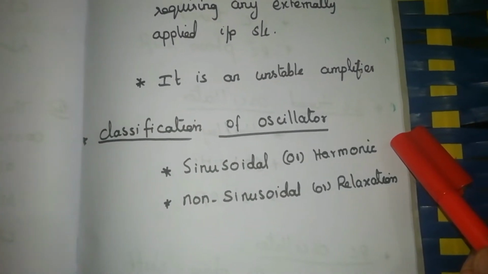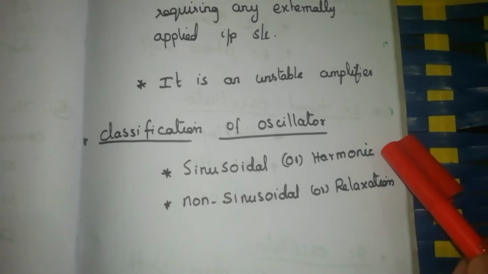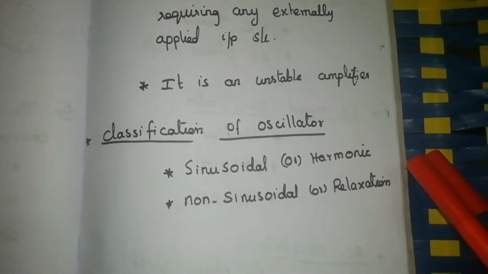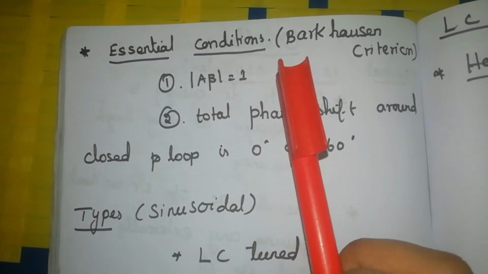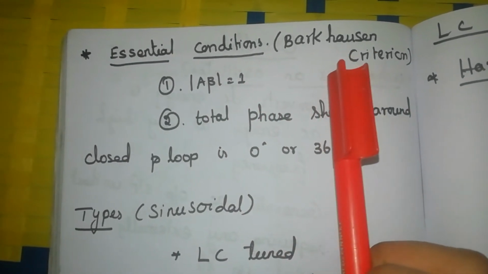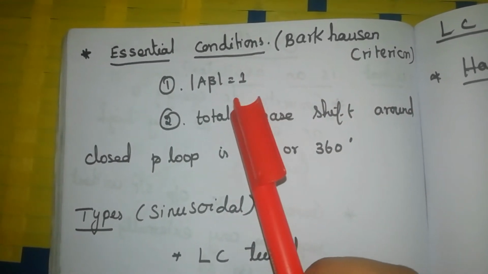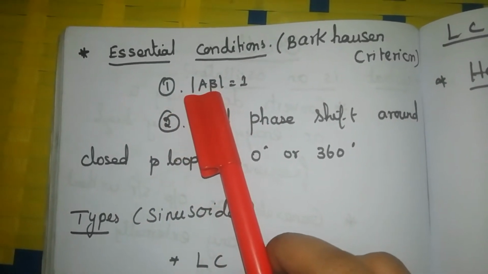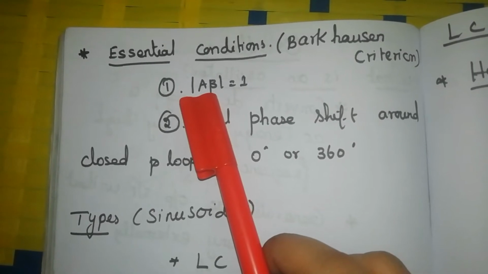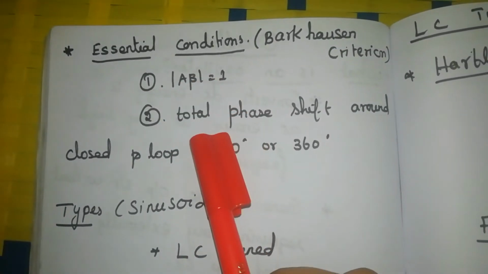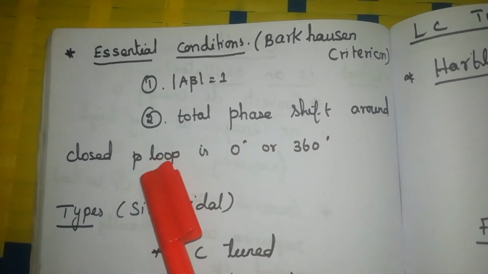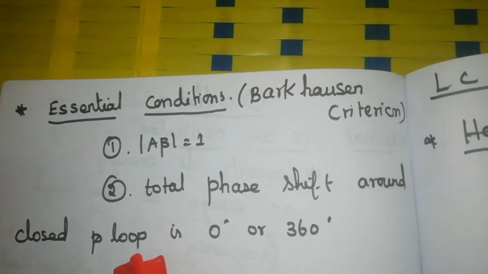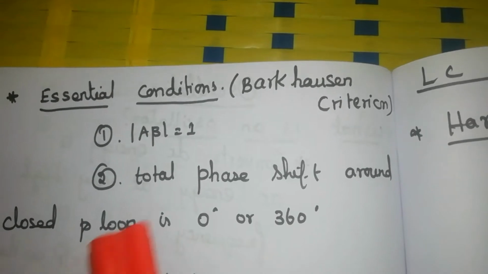So classification of oscillators: there are two types, sinusoidal or harmonic, and non-sinusoidal or relaxation. The essential condition, that is the Barkhausen criterion for oscillation: the magnitude of the loop gain Aβ of the amplifier is equal to 1, and the total phase shift around the closed loop is 0 degree or 360 degree. These are the two conditions for oscillation.